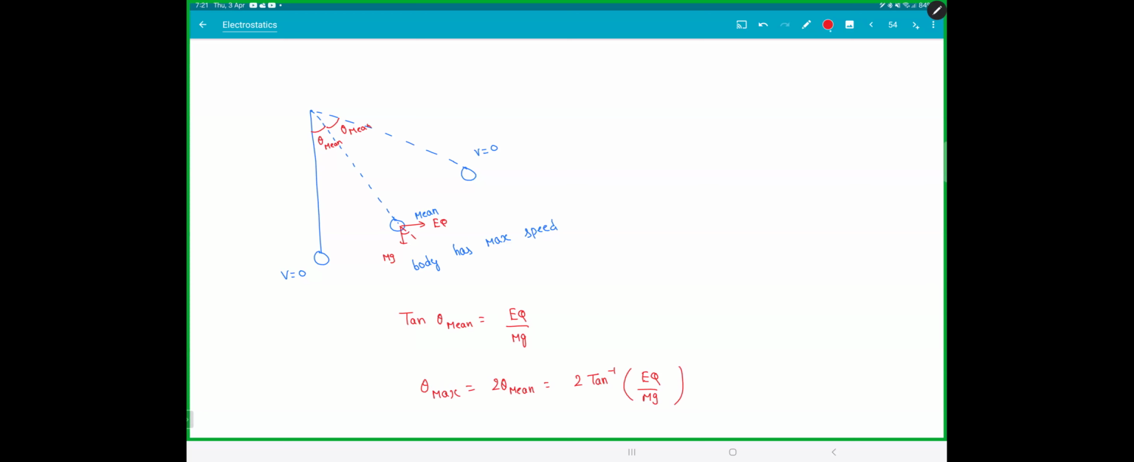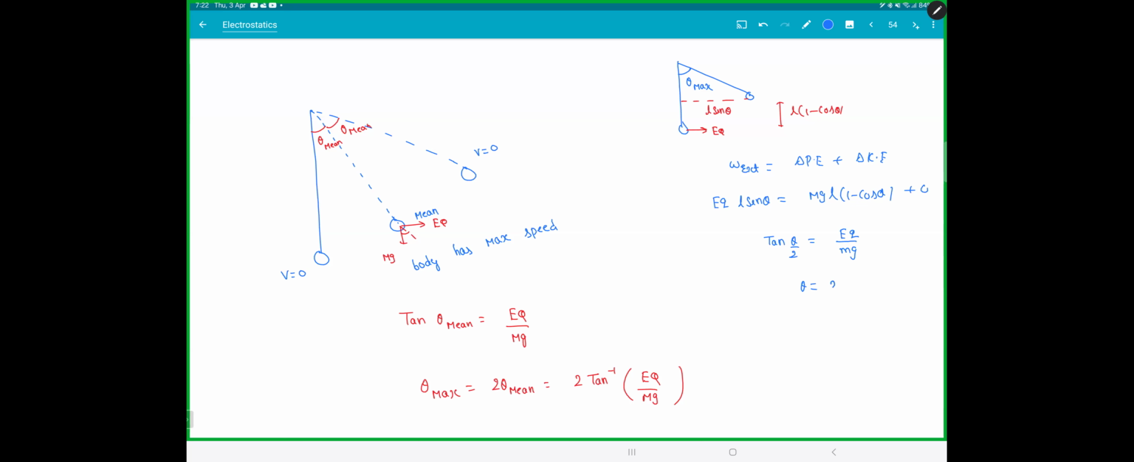But let's say it doesn't click and you want to solve this. Then we have to use the work energy theorem. This is theta max. So this horizontal distance will be L sine theta. This vertical height will be L into 1 minus cos theta. And you're having EQ here. So work done by external forces is change in potential energy plus change in kinetic energy. Here external force is EQ. EQ into L sine theta, force into displacement. Change in potential energy is mgL into 1 minus cos theta. Kinetic energy is 0. You solve this, you can write sine theta as 2 sine theta by 2 cos theta by 2. You will get tan theta by 2 is equal to EQ by mg.